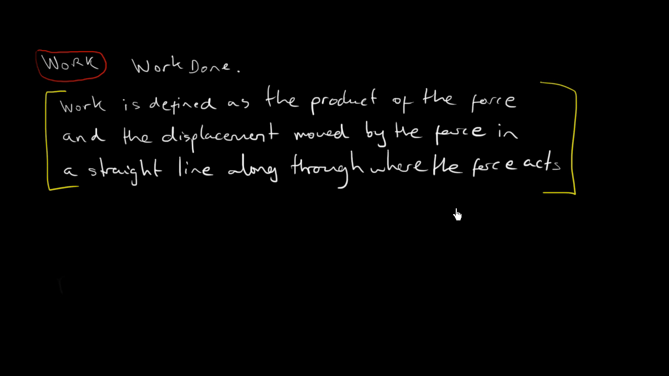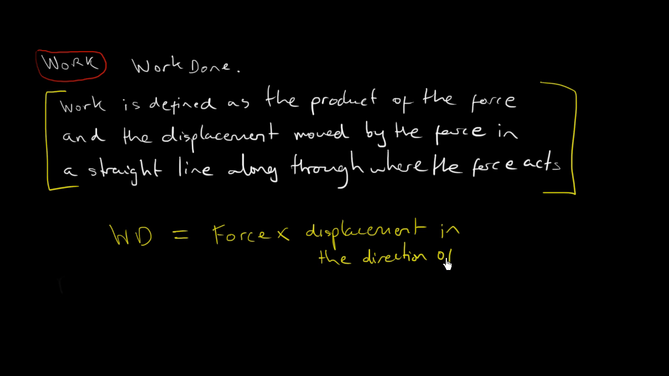So in other words, we can say that the work done is equal to the force times the displacement in the direction of the force. This can also be thought about the other way around. It can also be the force in the direction of the displacement times the displacement. They are really the same thing, and I'll go into what I mean with that in a second.